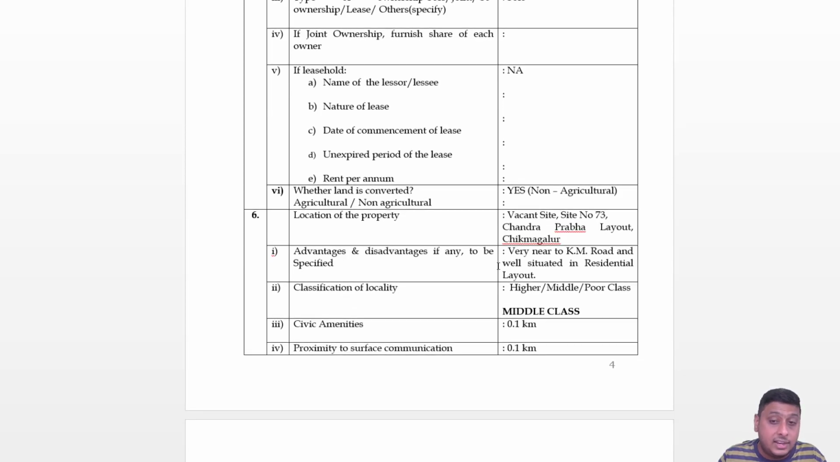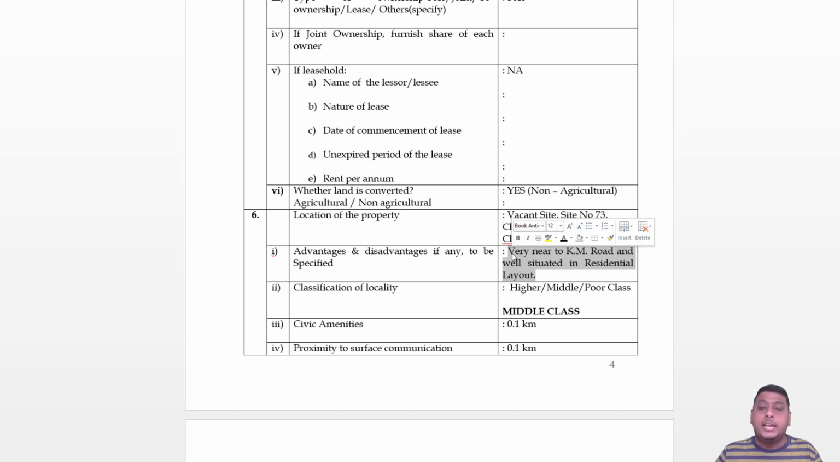Advantages and disadvantages, if any. Why are we going to mention this? When we fix a rate for the property, we have to mention the advantages of that particular property. For example, if the government rate is 8,000 rupees per square meter, let us assume 8,000 rupees per square meter is the government rate. I am giving the rate 3,000 rupees. I am reducing it by 5,000 rupees per square meter. The bank people will ask me why you are reducing it. So I have to mention the disadvantages with respect to that.